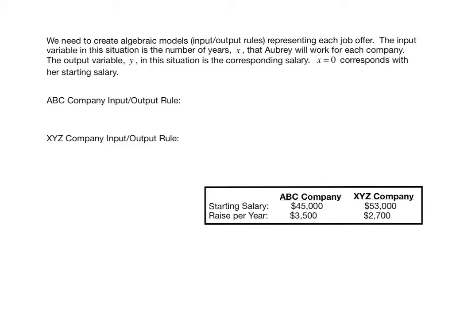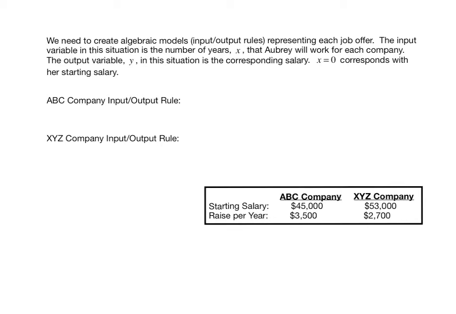Well, to be able to formally analyze this situation, we need to create algebraic models, i.e. input-output rules that represent these salary structures. So the input variable in this situation is the number of years, and we'll use x to represent that Aubrey will work for each company, and the output variable y is the amount of money she makes in that year. And x equals 0 specifically corresponds with her starting salary. So let's see if we can cook up an equation for the ABC company.